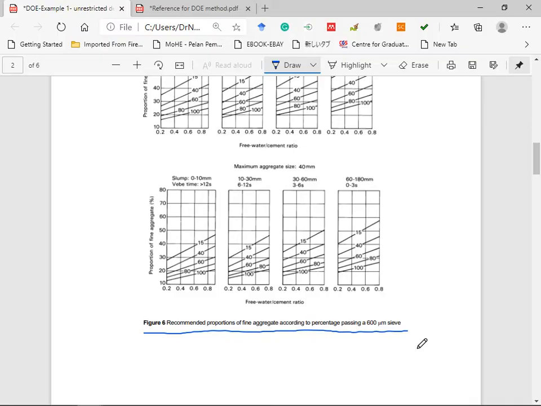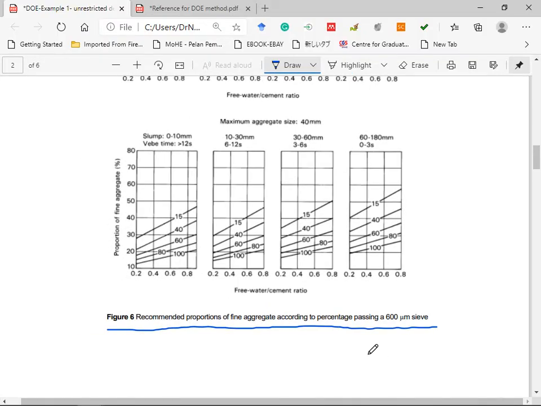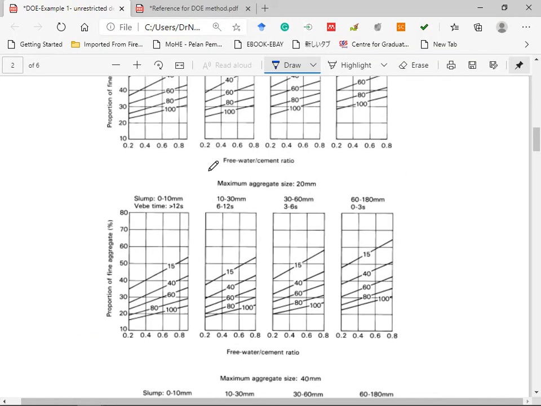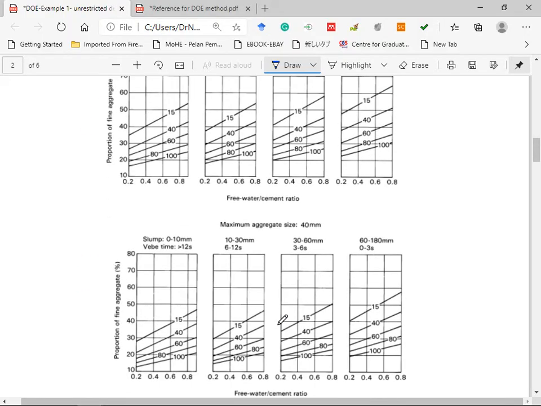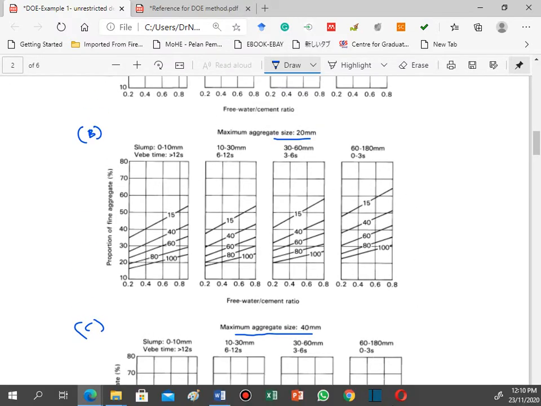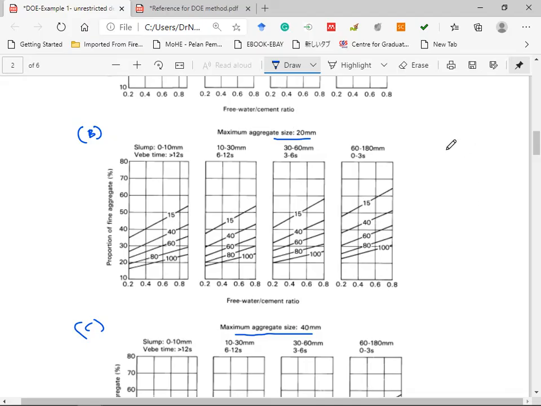Here there are 3 graphs. The first graph is for the maximum aggregate size 10 mm. The second graph is for the maximum aggregate size 20 mm. And the third graph is for the maximum aggregate size 40 mm. In our case, our maximum aggregate size is 20, so we select this graph. We use this graph.